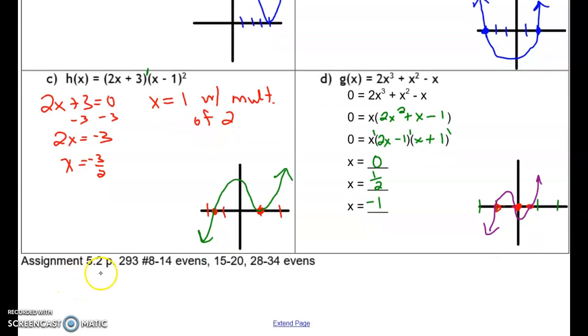All right, so your assignment, 5.2, page 293, numbers 8 through 14 evens, 15 through 20, 28 through 34 evens.